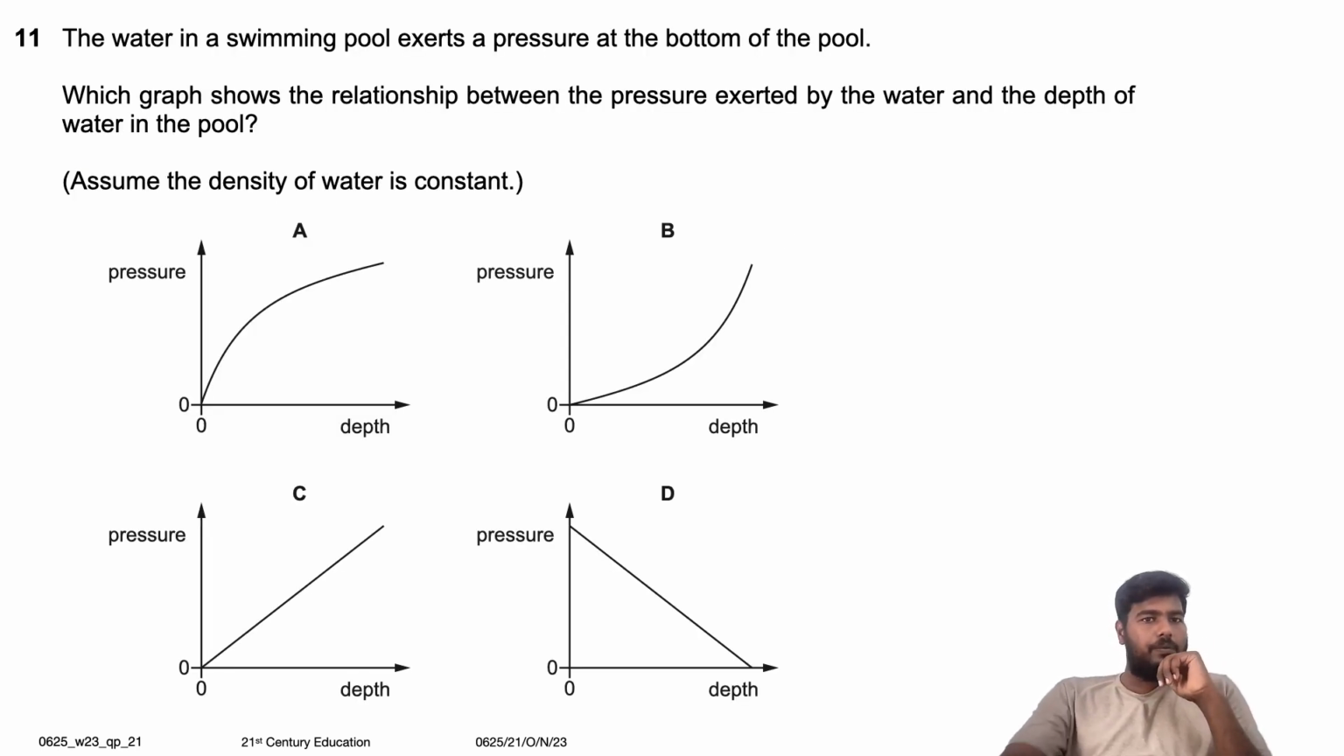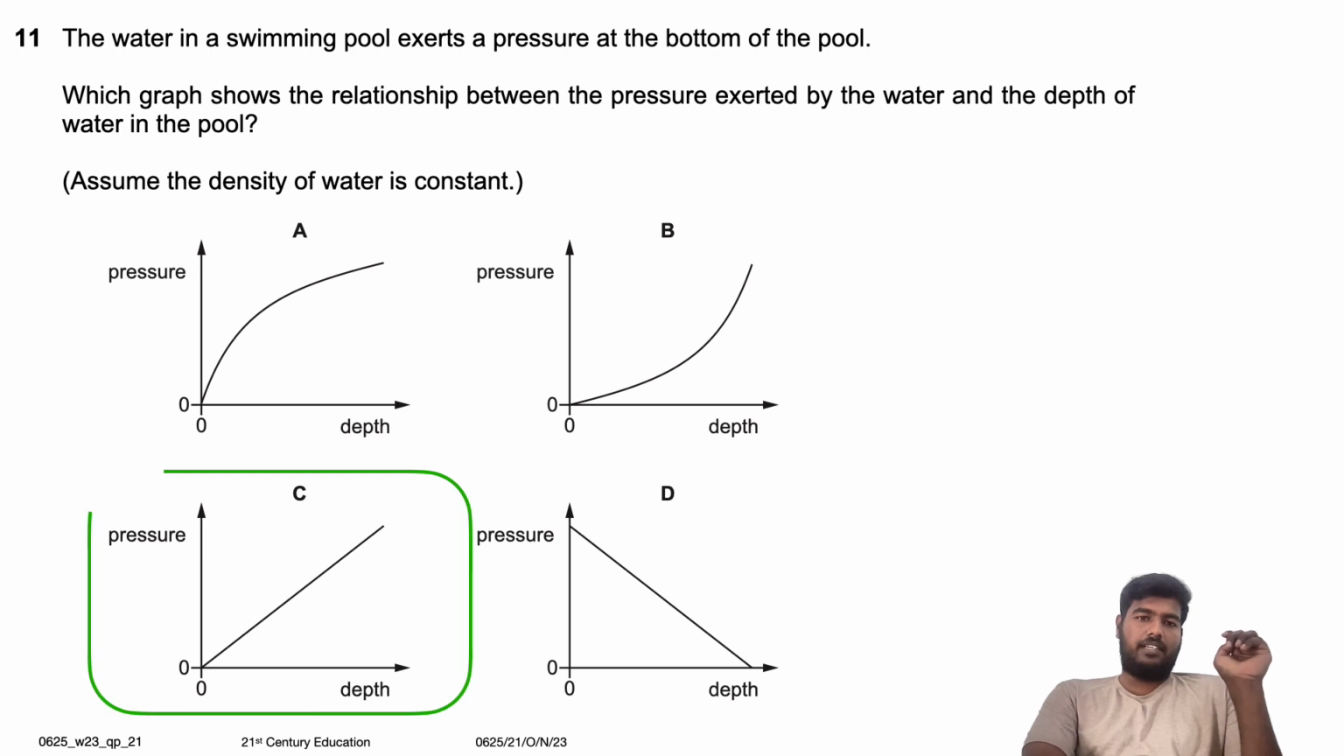The water in a swimming pool exerts a pressure on the bottom of the pool. Which graph shows the relationship between the pressure exerted by the water and the depth of the water in the pool? Assume the density of water is constant. Okay. Now, what's the equation for pressure inside a liquid? That is P equals rho g h. None of these variables is squared or cubed, so it's a linear equation, which means the pressure versus depth graph should be a straight line. Okay, simple. As depth increases, pressure increases, directly proportional. So C is the right answer.